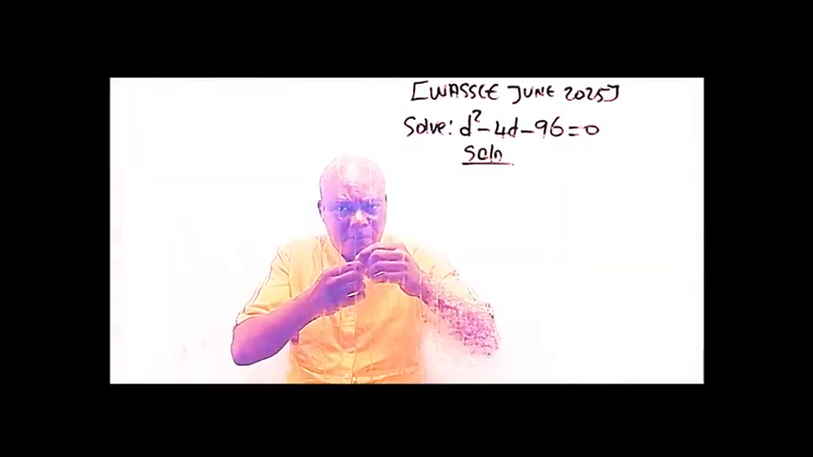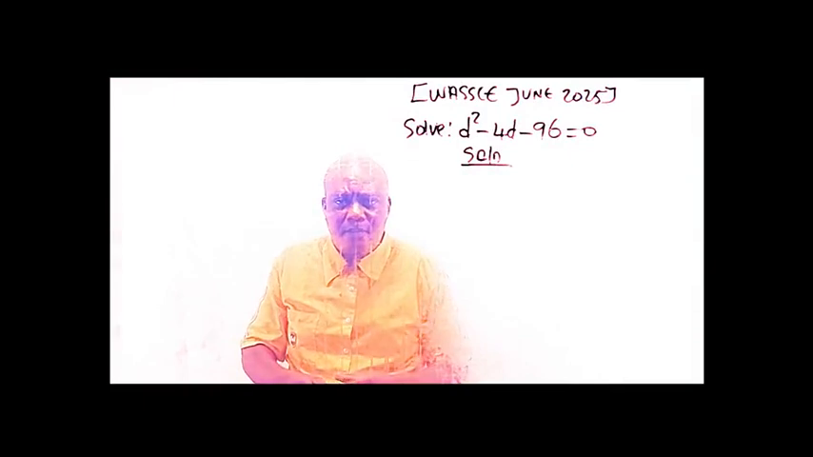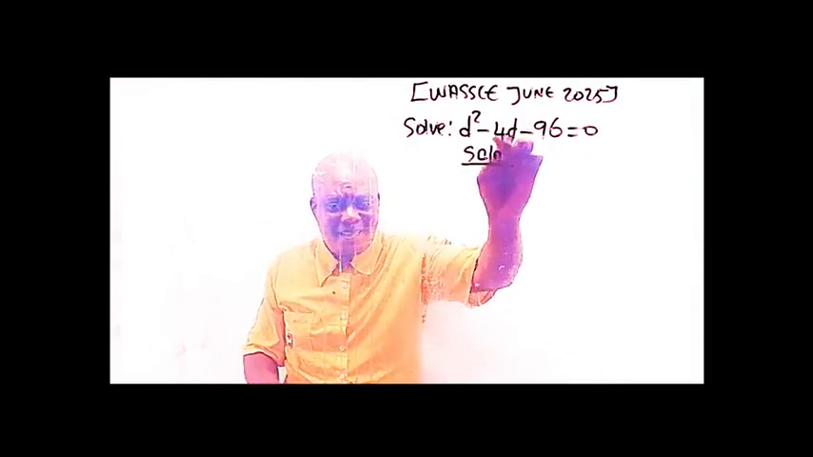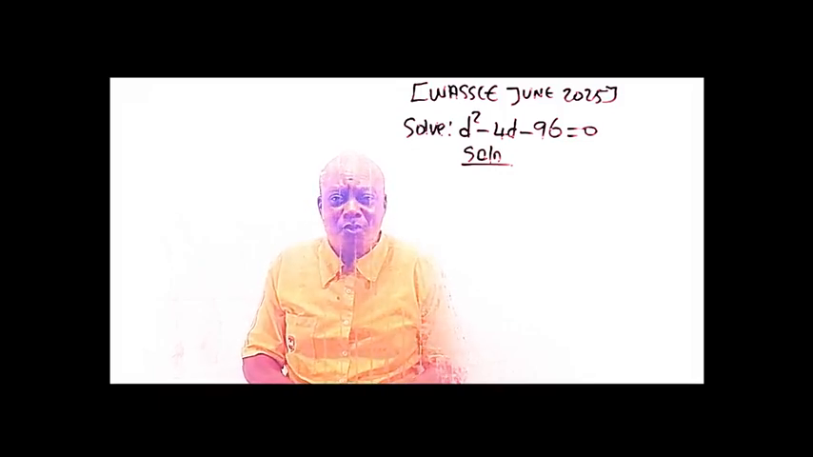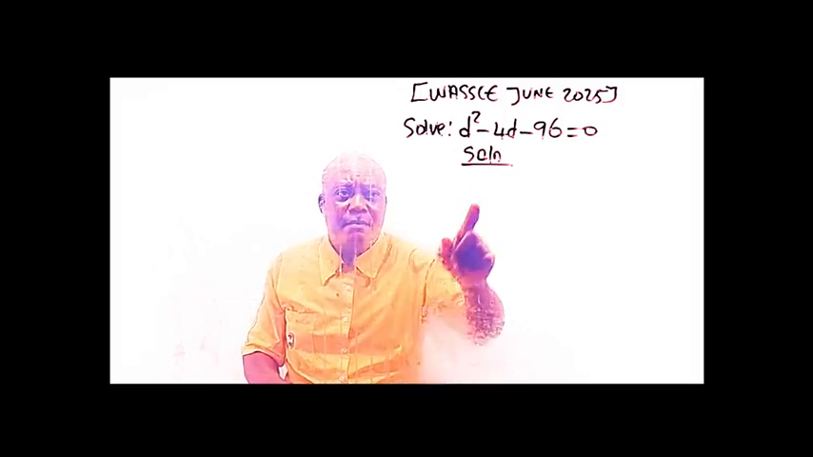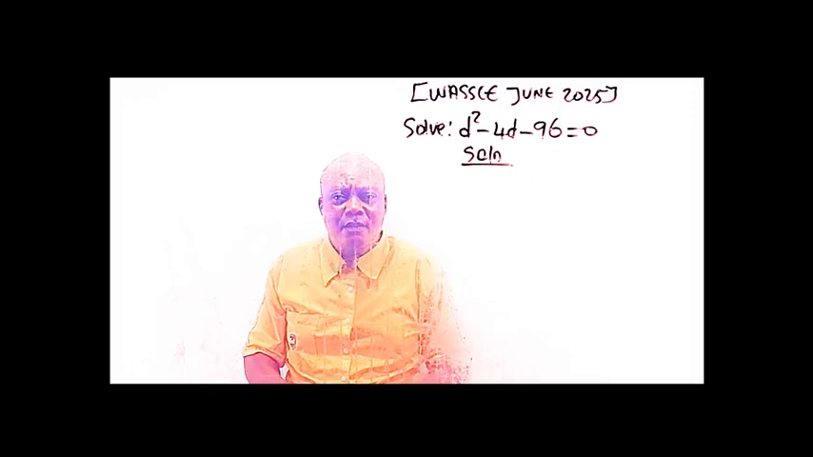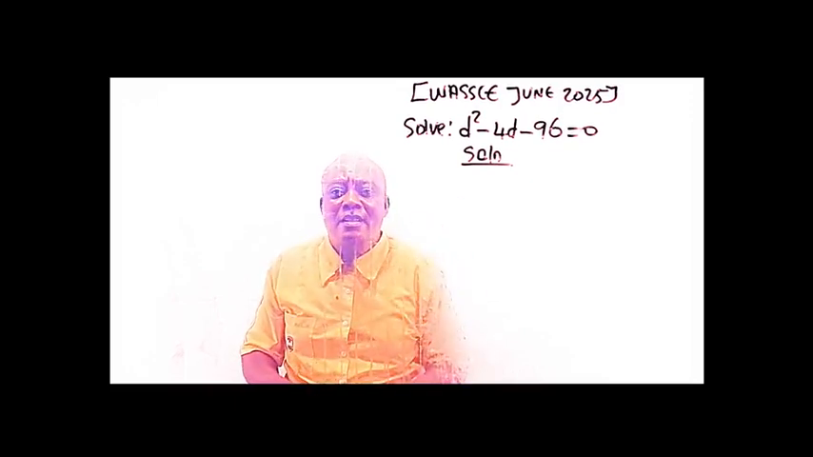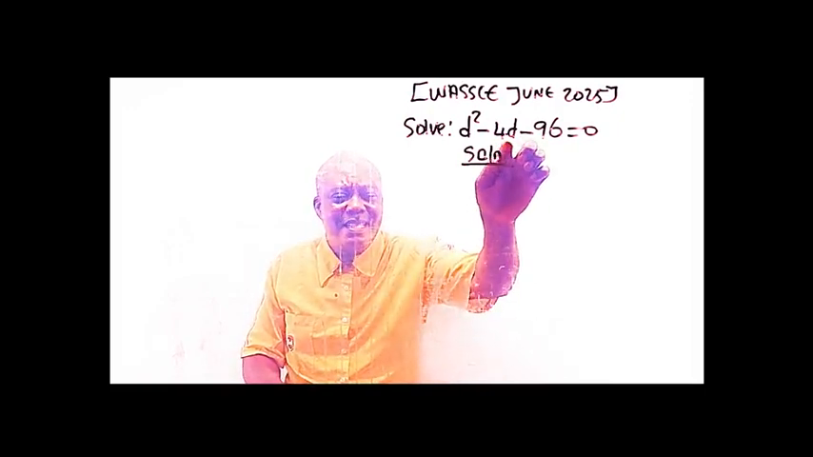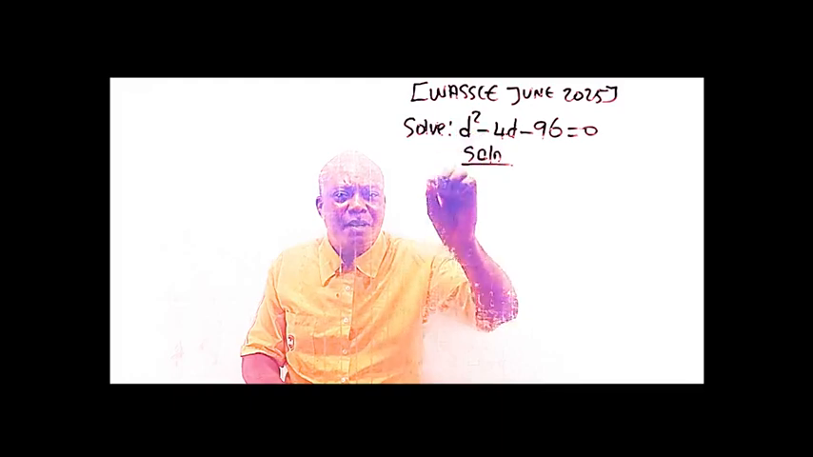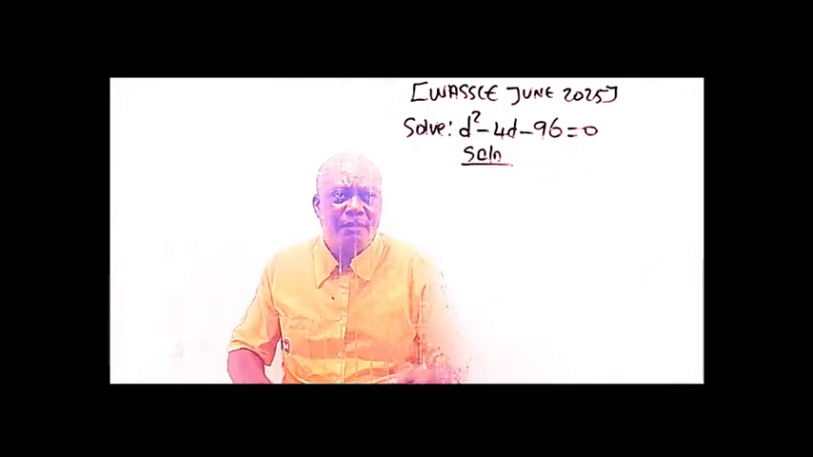And if you multiply them, it will give you 96. The factors are from 96 here. If you try it now, the factors are -12 and +8. -12 plus 8 is -4, and -12 times 8 gives 96. Just try and see. Now you replace -4d with -12d and +8d.